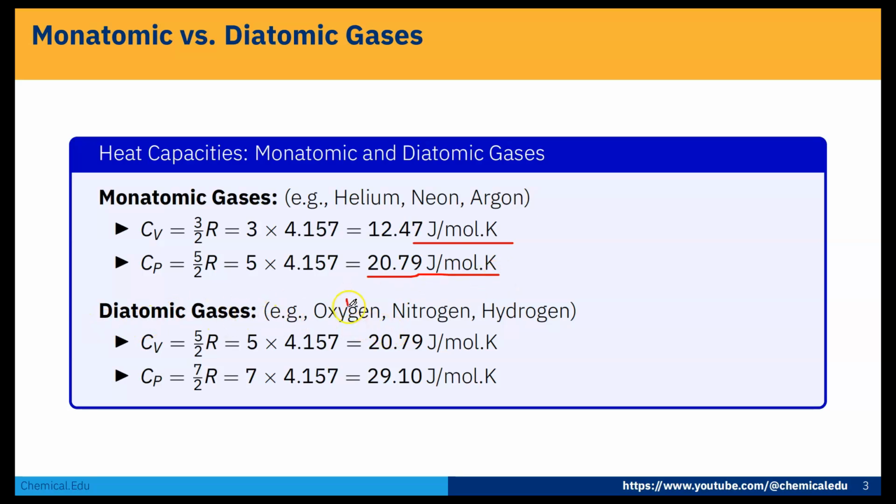For a diatomic gas like oxygen, nitrogen, hydrogen, CV is 5/2 R, so 5 into 4.157 is 20.79 joule per mole Kelvin. CP is 7/2 R, 7 into 4.157, that is 29.10 joule per mole Kelvin.